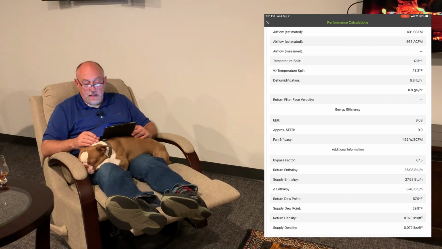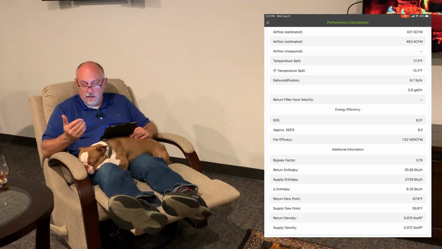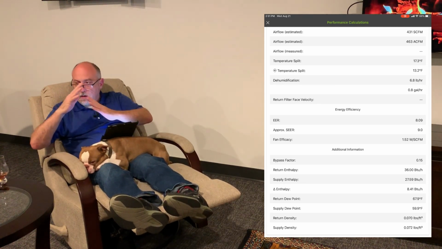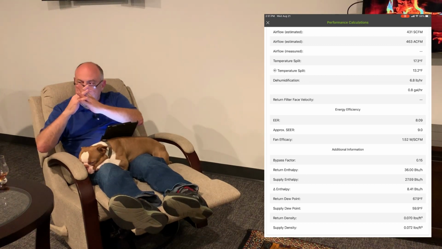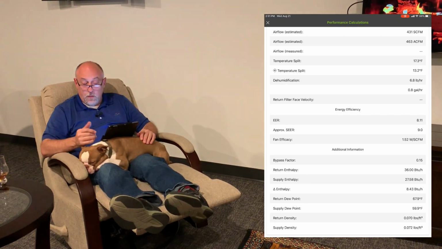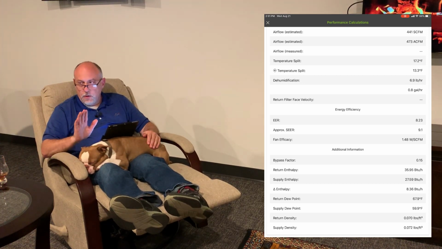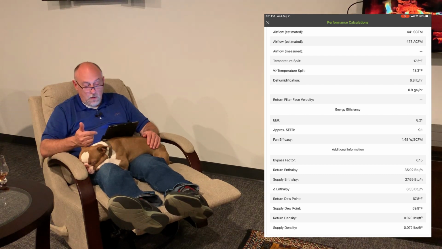Our fan efficacy at 1.25 watts per CFM is a little bit high on there. That's again another indication of low airflow. I'll show you that in just a second here. Then we got our bypass factor, which is how much air is going past the coil unconditioned. So if you think about those fins as the air is going through, not all the air contacts the fin, some of it bypasses. And so in this case, a 0.15 bypass means that most of the air is contacting the coil. 0.2, 0.3 is the typical bypass factor. So this again is another indication of low airflow.